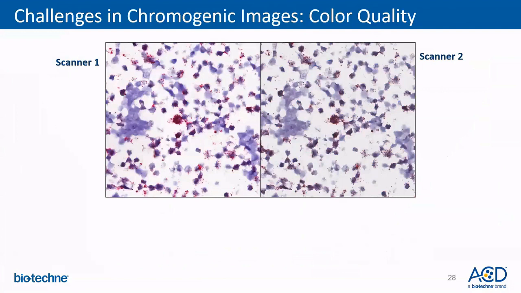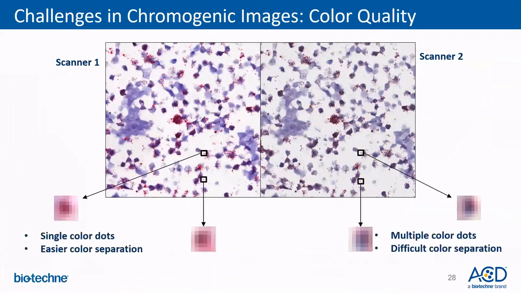Another challenge in chromogenic image analysis comes from the color quality. Here are two images that are looking at the same region, but they were acquired using two different scanners. As you can see, scanner 1 gives a nice single color dot, while the dots from scanner 2 have multiple colors. The image analysis will be much easier with the single color dots and much more difficult with multiple color dots. So the choice of a scanner and camera or microscope is very important to getting good quality images for the analysis.